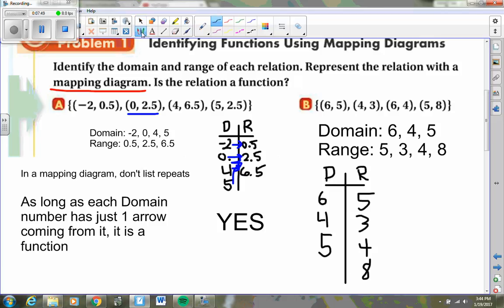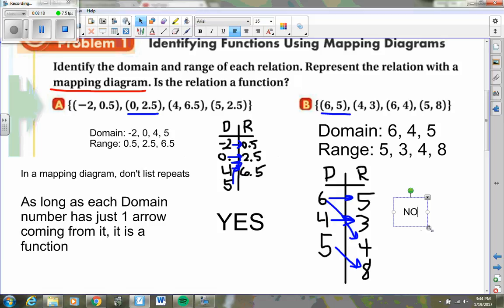And now I am ready to connect my arrows. So looking back at the first point in this relation, 6 goes with 5. The second point, 4 goes with 3. Looking at the third point, 6 goes to 4. And then 5 goes to 8. Okay, but now I have a very serious issue with this mapping diagram. Look at the number 6 in my domain list. It has 2 arrows coming off of it, one to the 5 and one to the 4. So this is not a function.